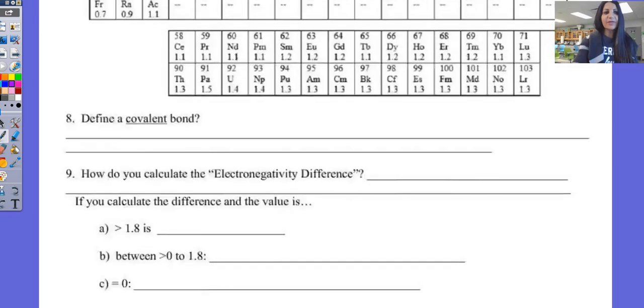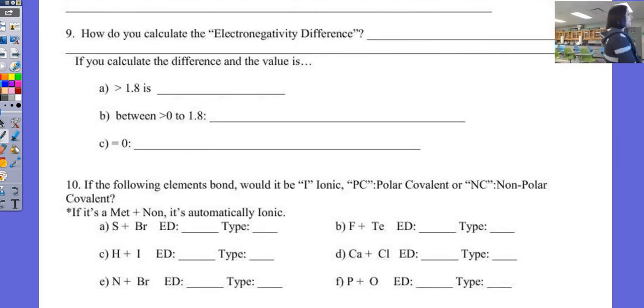So I'm going to come down here, and you don't have to write it in, but this is a 2.6 and a 3.0. Well, what's the difference? It is the absolute value, and the difference between them is 0.4. So if it's 0.4, is it ionic, greater than 1.8? No. Is it between 0 and 1.8? Yes, it's not 0. So that means it must be PC. So use I for ionic, PC for polar covalent, and NC for nonpolar covalent, okay?